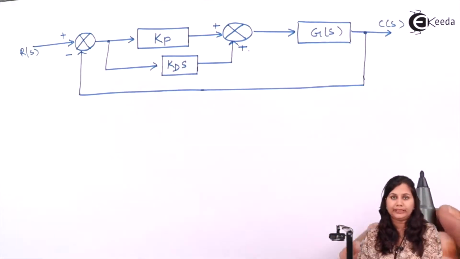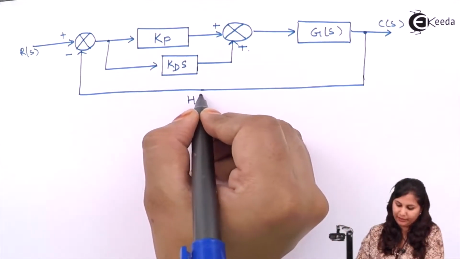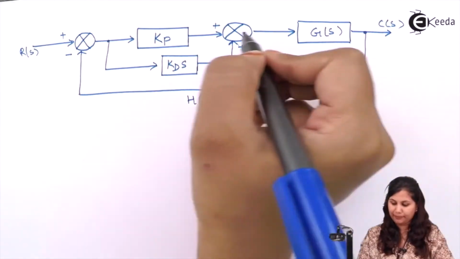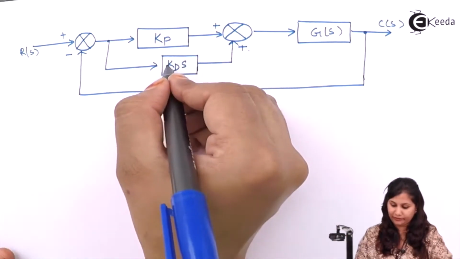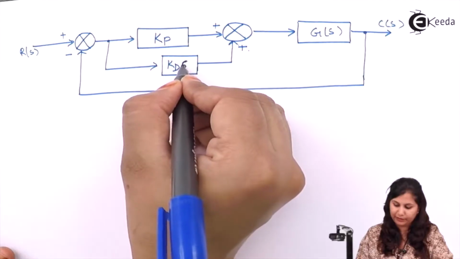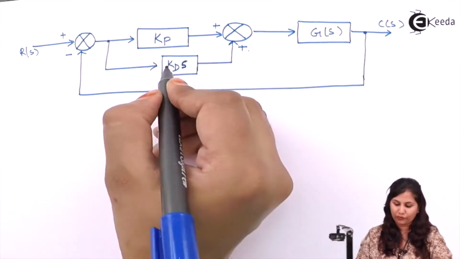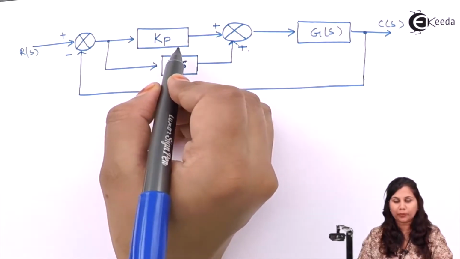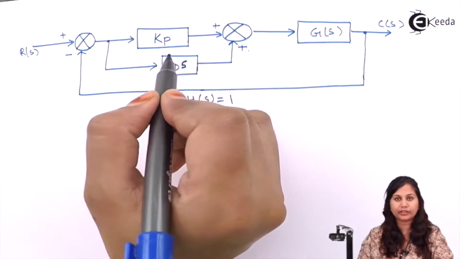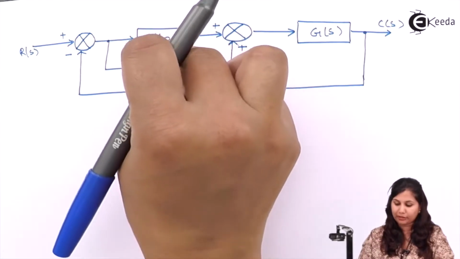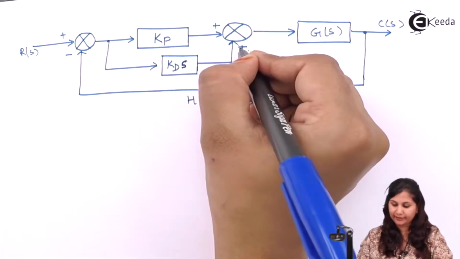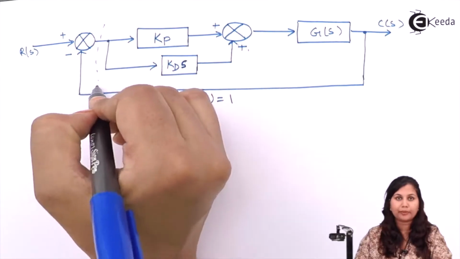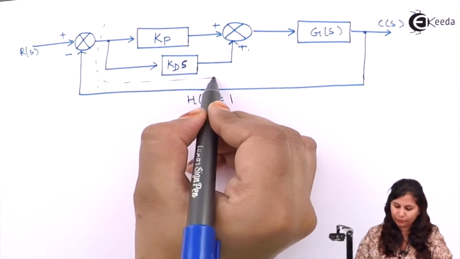Here we have a unity feedback system, so we have taken H(s) equals 1. Now the representation is in Laplace transform, so when the derivative is represented, we have multiplied it with s. So we have written here Kd s. This is due to the proportional controller and this is due to the derivative controller. So we have combined these two, we have added these two signals, and this is known as the proportional derivative controller.